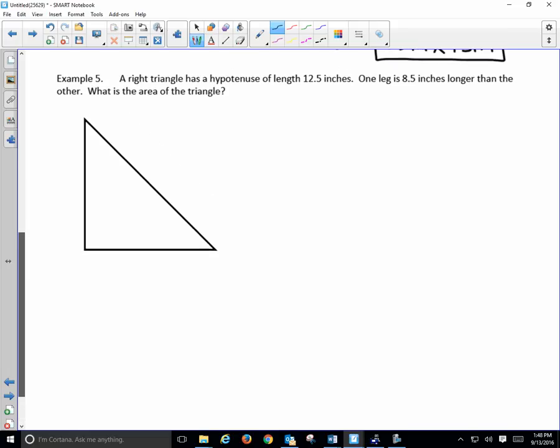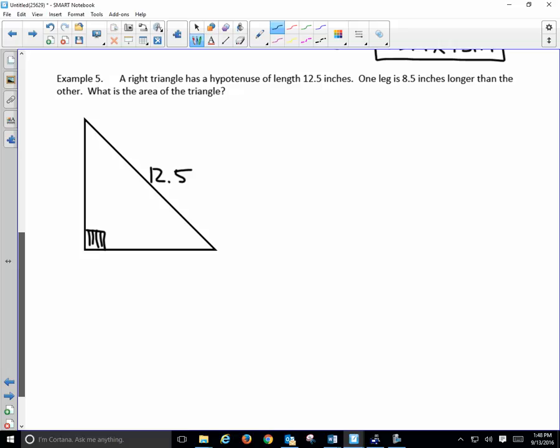Last problem for the day. A right triangle has a hypotenuse. Isn't that a great word? Hypotenuse. Of length 12.5 inches. 12.5. Thank you. I practiced. Oh, all right. You do have a great triangle. That's really good. You have talent. All right. One leg is 8.5 inches longer than the other. What is the area of the triangle, excuse me.